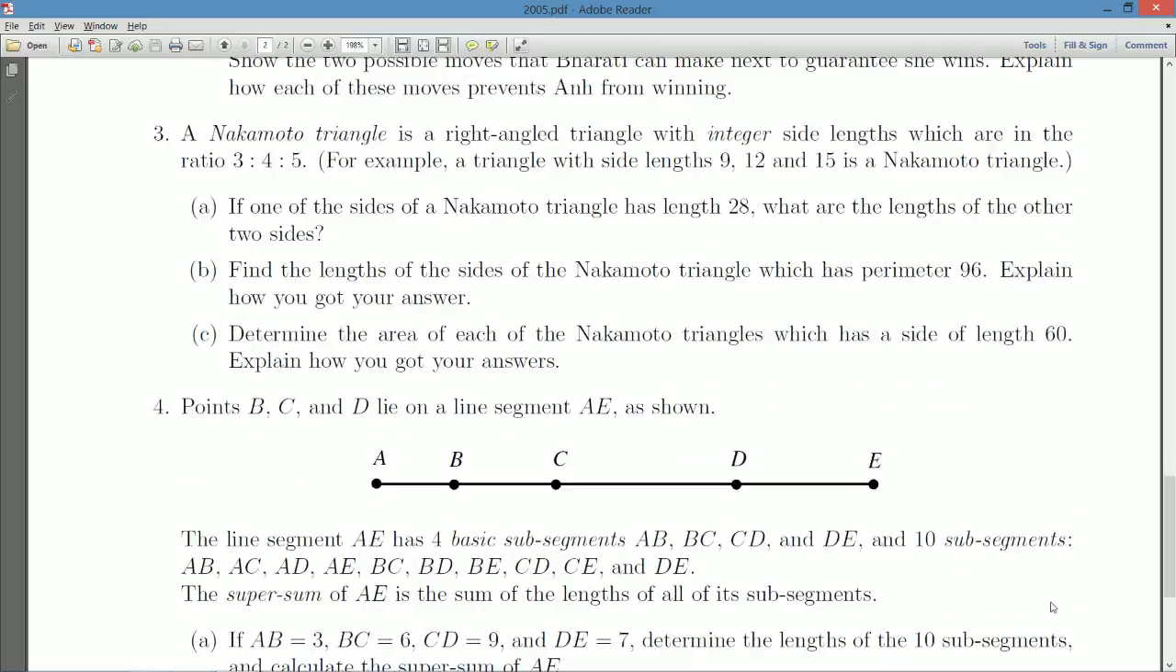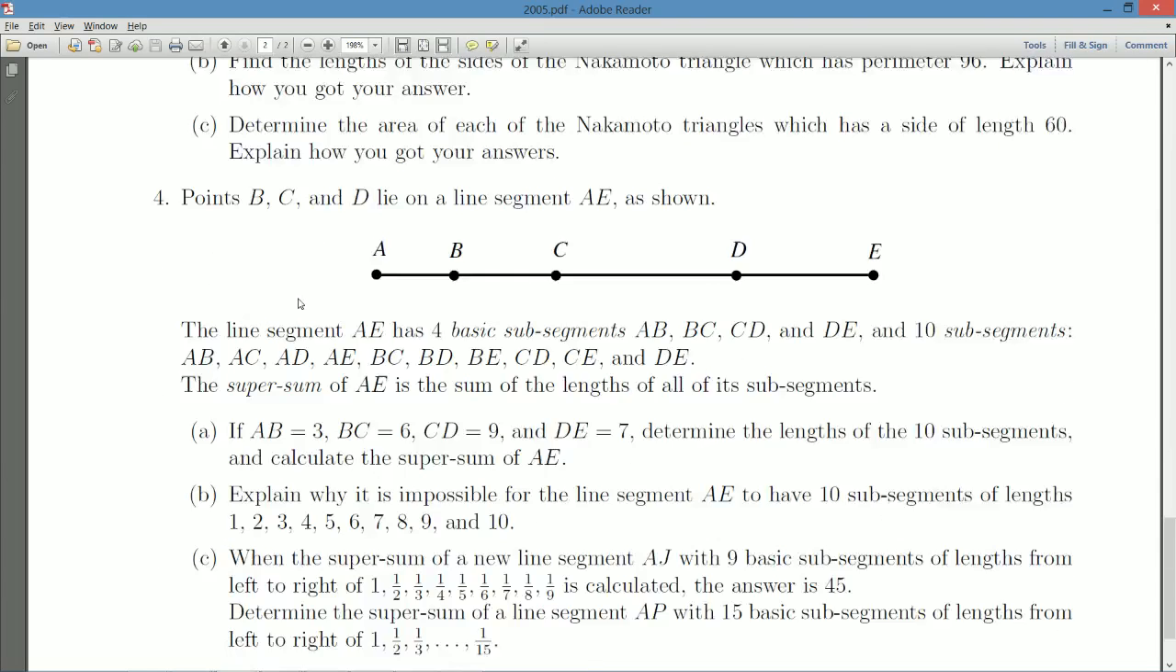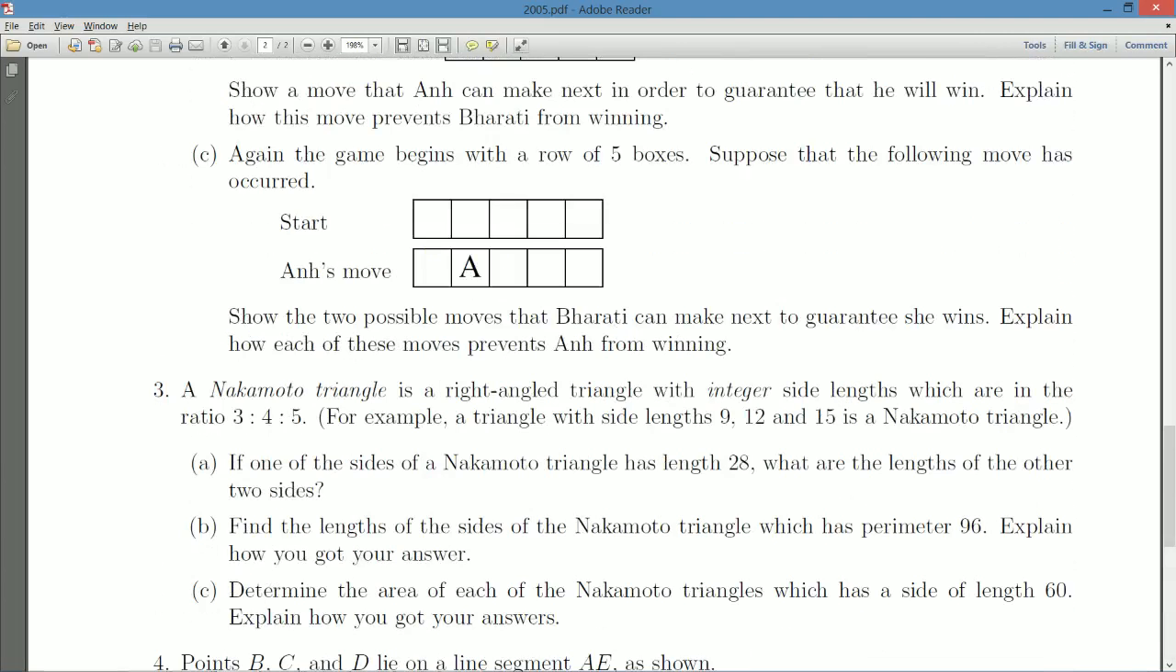We'll take a look at question number 3, which also has 3 parts. Does 4 have 3 parts? Yeah, so we're really answering 12 questions for this contest. But we'll get into that in the next video.